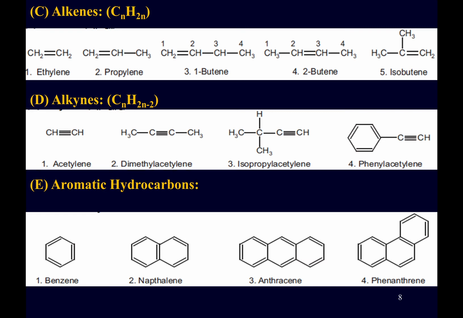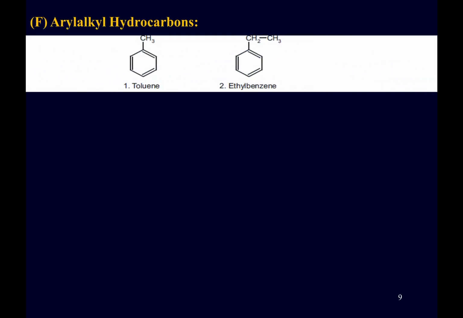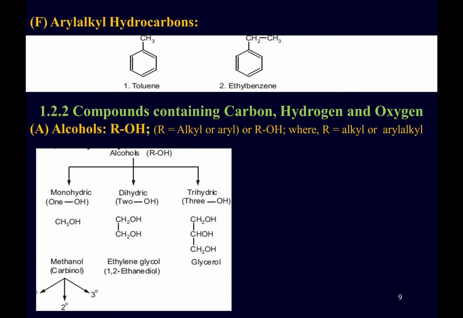Aromatic hydrocarbons with conjugated double bond systems, these are cyclics essentially, and they have 4n+2 pi electrons. Benzene, naphthalene, anthracene, phenanthrene are the examples. You also have substituent alkyl groups on a benzene ring or an aryl ring, so these are called aralkyl compounds. Toluene, ethylbenzene are the examples. Coming to class number 2, which is carbon, hydrogen and oxygen compounds, we have several subclasses, mainly alcohols with the general formula ROH. These are monohydric, dihydric and trihydric alcohols depending on the number of hydroxyl groups.